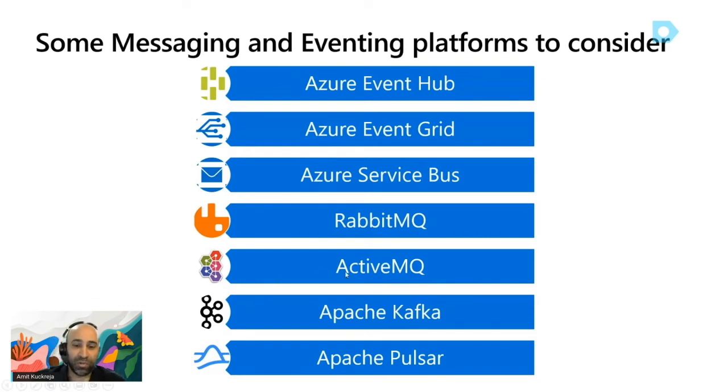A special call out to Apache Kafka. That's very much taking the lead these days, and that's where the biggest community is. Even Azure Event Hub, I believe, has an Apache Kafka compatible API. So I think that's probably the key one to really keep an eye on.